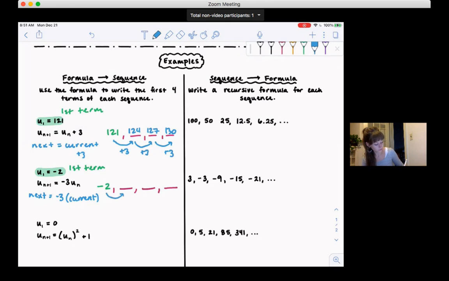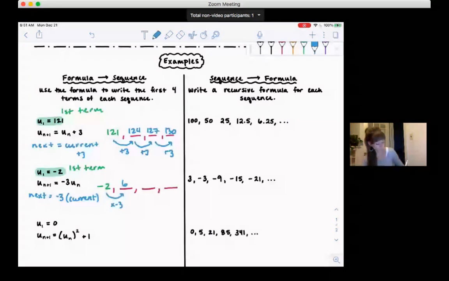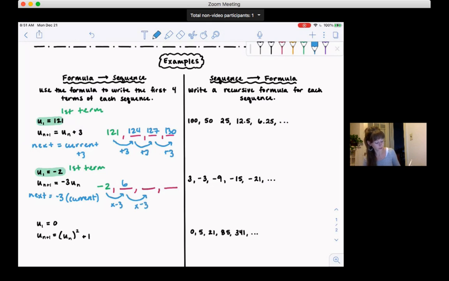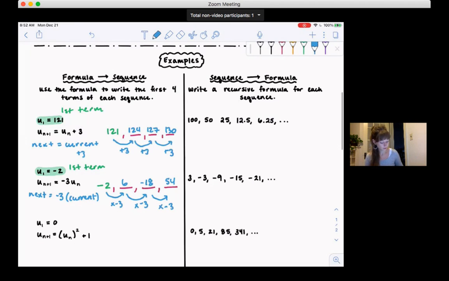So -2 times -3 gives me positive 6. Then to get from positive 6 to the next, I multiply by -3 again. So that would give me -18. And then we multiply by -3 again. And -18 times -3 is 54. So that would be the first 4 terms of that sequence.